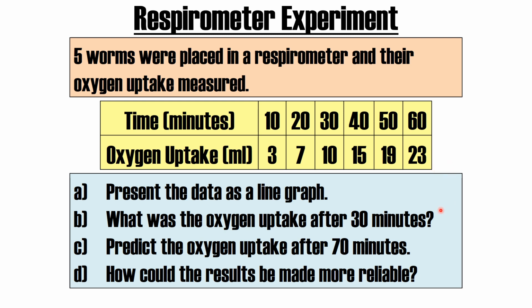How could the results be made more reliable? To make results more reliable, you could repeat the whole investigation, so do it again another day with 5 different worms. You could use 10 worms, but it's just explaining a way in which you could repeat the experiment.